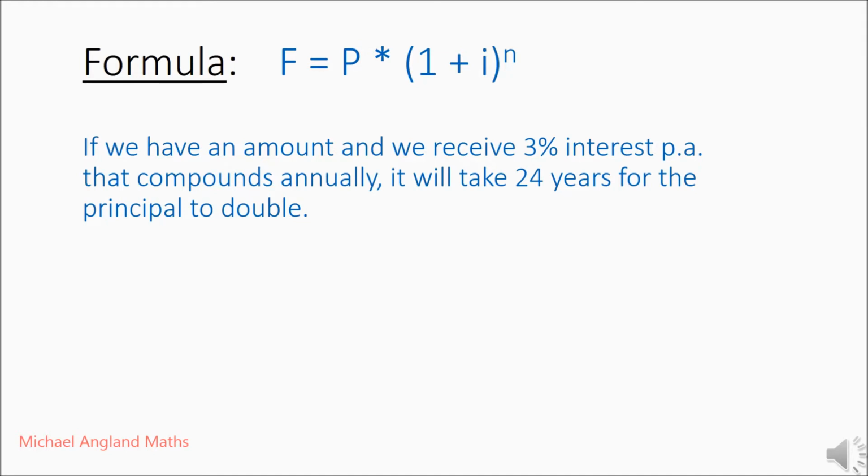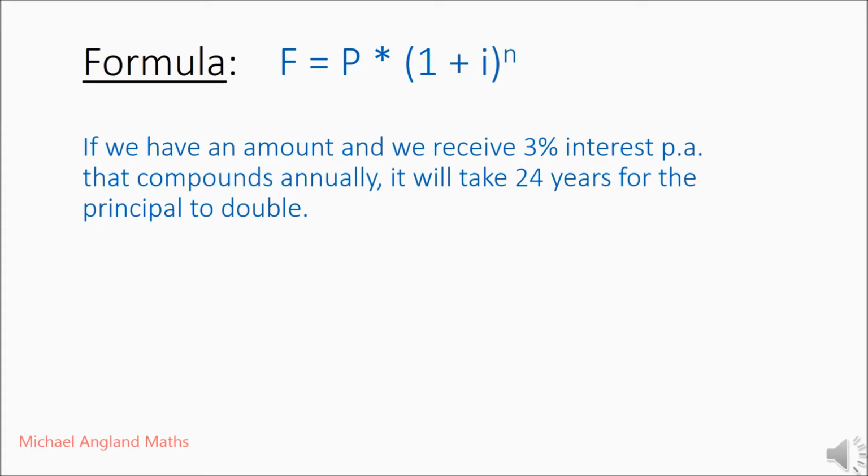So, to summarize, if we have an amount and we receive 3% interest per annum that compounds annually, it will take 24 years for that amount of principal to double. And currently, with interest rates being around 1% or less, that means it will take much, much longer for doubling to occur.